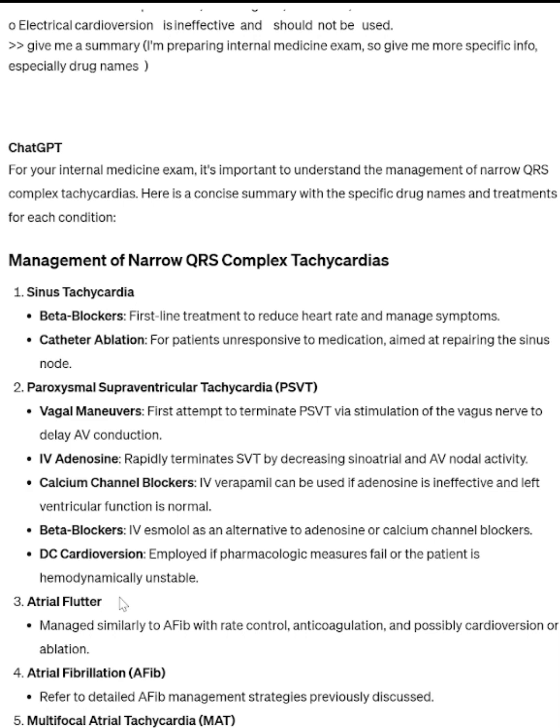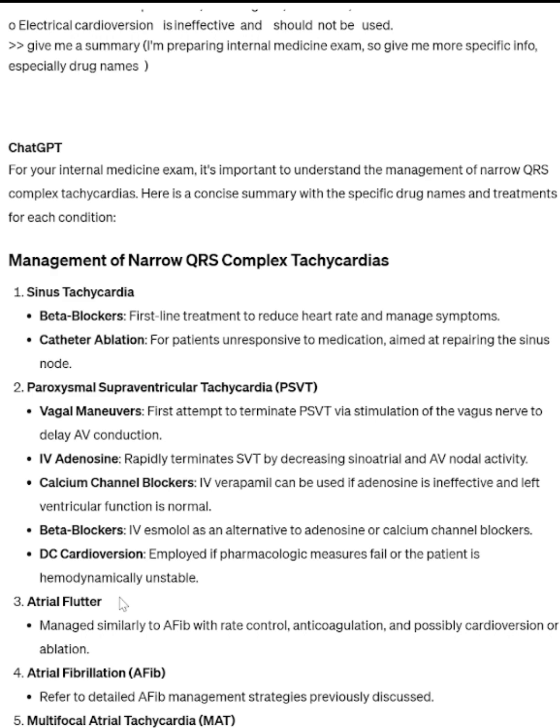2. Paroxysmal supraventricular tachycardia, PSVT. Vagal maneuvers: first attempt to terminate PSVT via stimulation of the vagus nerve to delay AV conduction. IV adenosine rapidly terminates SVT by decreasing sinoatrial and AV nodal activity. Calcium channel blockers: IV verapamil can be used if adenosine is ineffective and left ventricular function is normal. Beta blockers: IV esmolol as an alternative to adenosine or calcium channel blockers.